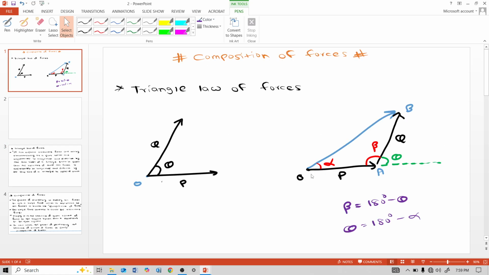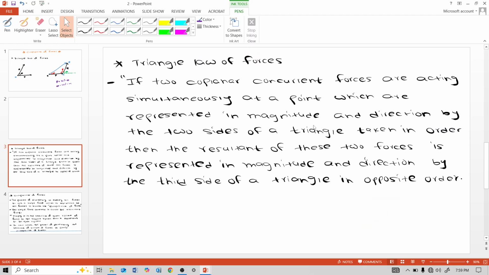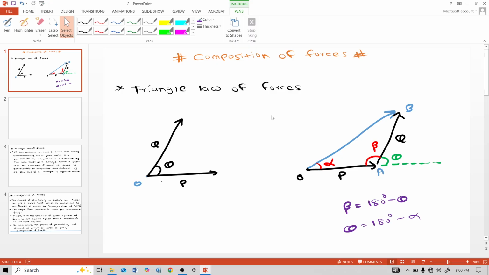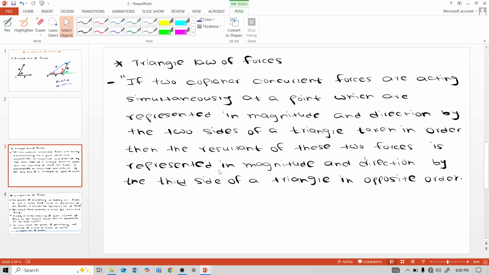So see this OAB now we consider as a triangle, and these P and Q forces are considered as two sides of a triangle and they are taken in order. See this OA and this AB, they are in order because see Q tail is at head of force P. So this is taken in order. Then the resultant of these two forces is represented in magnitude and direction by the third side of the triangle in opposite order. So here this is third side of the triangle and it is resultant, and it is not in order, it is in opposite order.